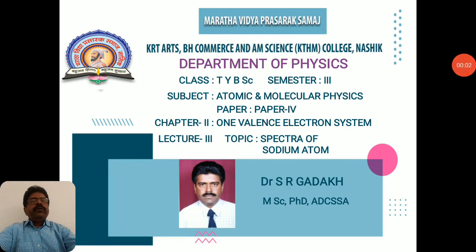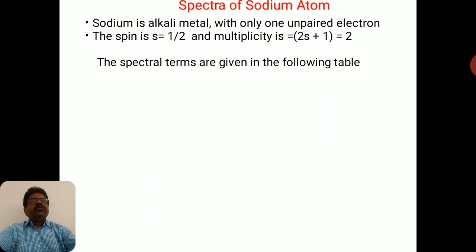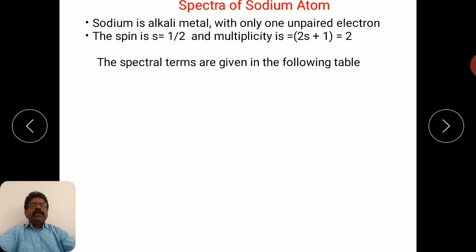In this video, we are going to study the spectra of sodium atom. The sodium atom, as you know, is an example of a one valence electron system. It is an alkali metal and it has only one unpaired electron. That last electron in the 3s orbital is the unpaired electron.